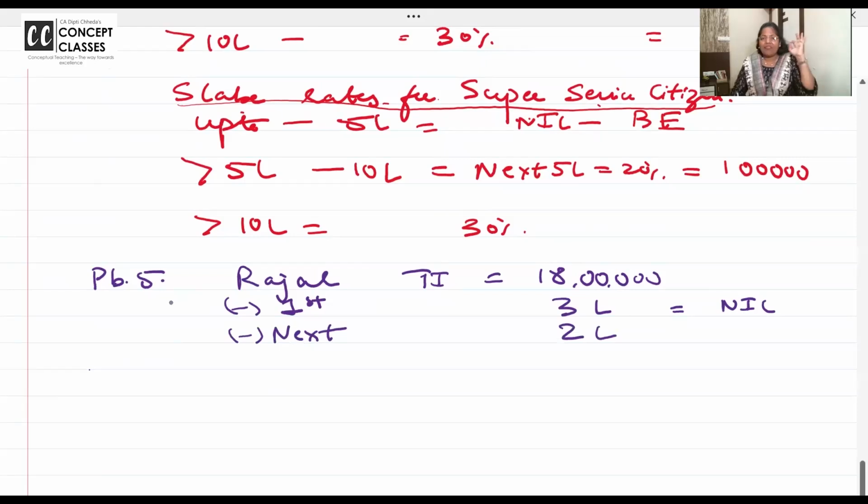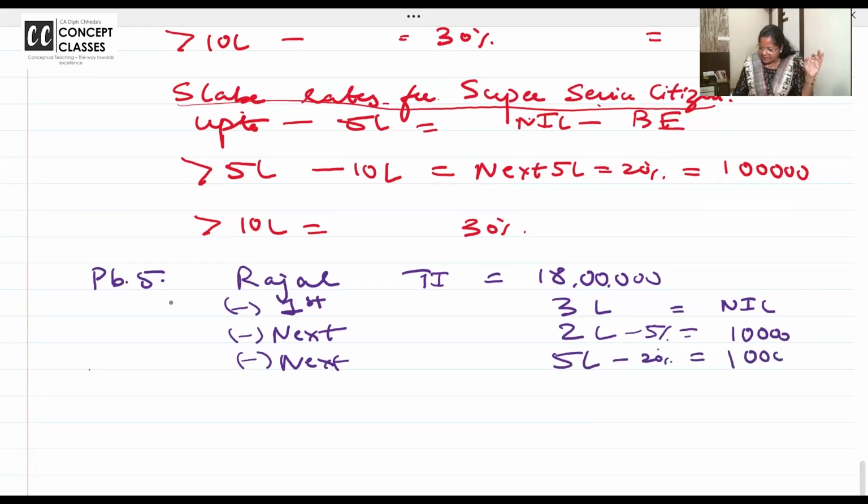Next 2 lakh. Everyone in the class is clear why next 2 lakh? Because 3 lakh to 5 lakh is the next slab rate, and 5% tax you have to pay. That is 10,000. On the next 5 lakh, 20%. That is 1 lakh.